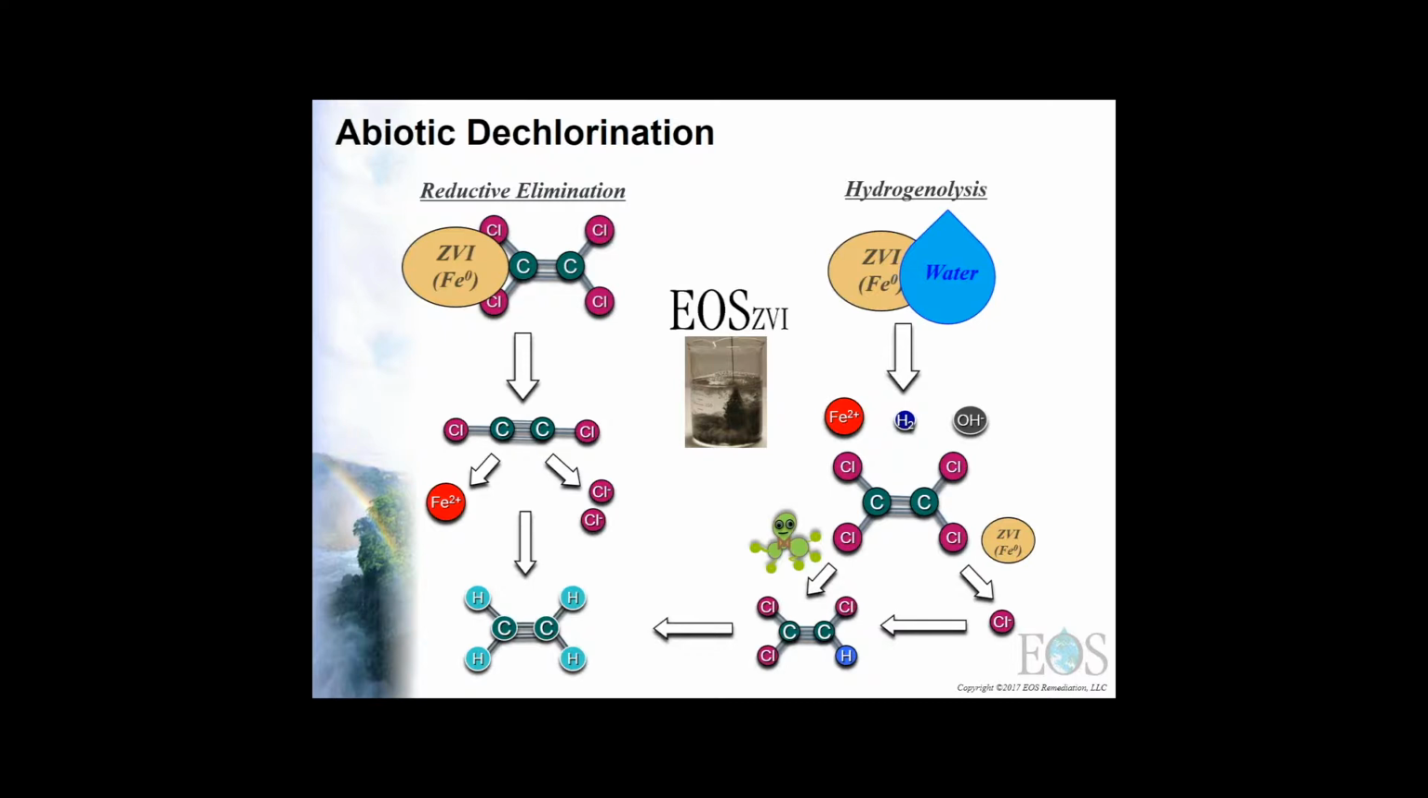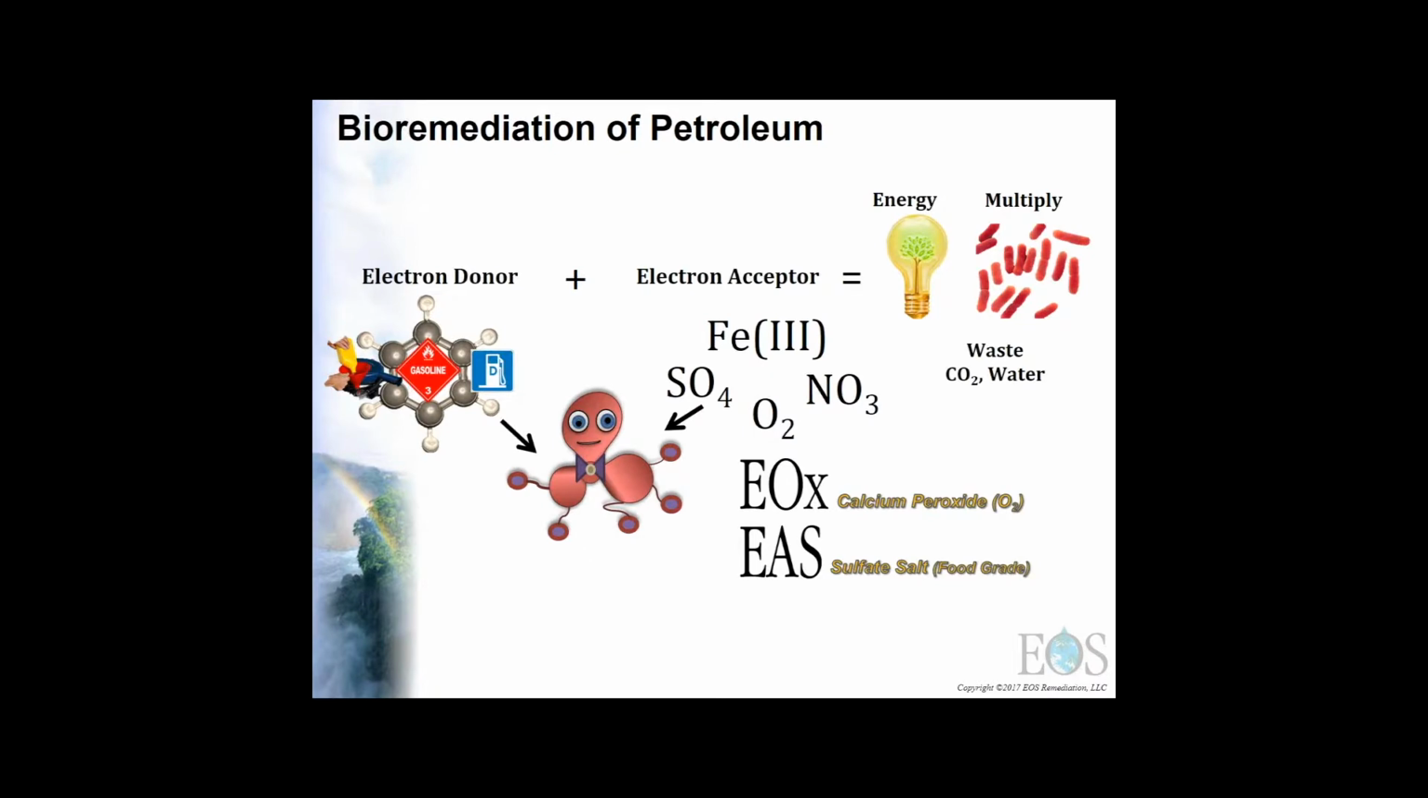So finally, talking about bioremediation of petroleum. Just like chlorinated solvents, we still need both the electron donor and the acceptor, only this time the contaminant is taking on the role of the electron donor, and it is the electron acceptor now that is the limiting factor in what needs to be added to the subsurface to stimulate the process.